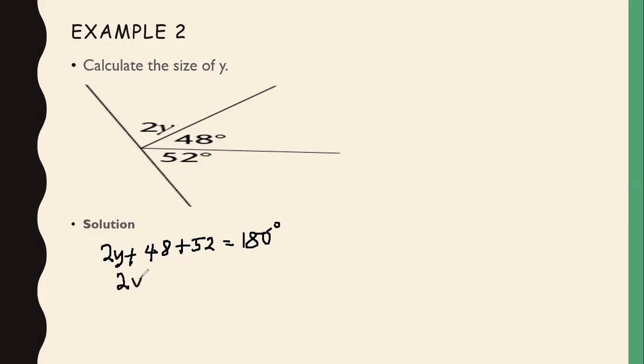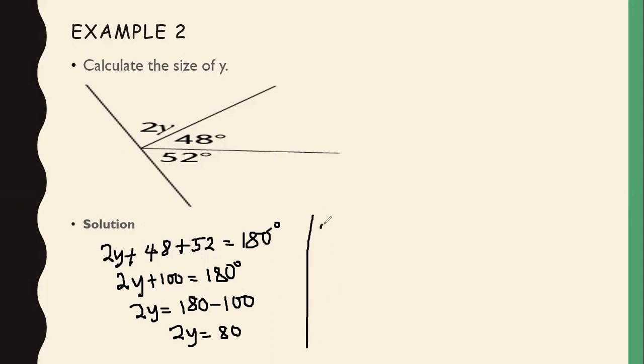So we have 2y. 48 plus 52 is 100, equals 180 degrees. Is that clear? Now we are going to collect like terms. So 2y will be equal to 180. Now if plus 100 crosses the equality sign, it's going to be minus 100. So that 2y will give you, what is 180 minus 100? You know it's 80.